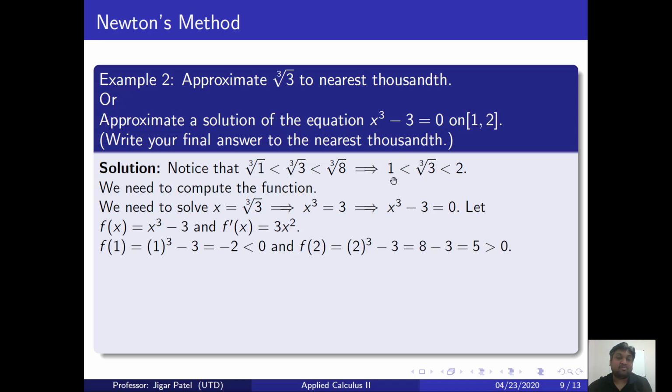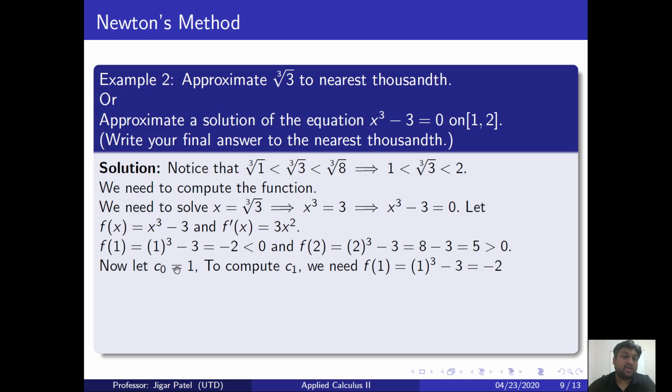Check the sign of your function at 1 and at 2. You will realize that the function changes sign. Look, f at 1 is 1 cube minus 3, which is negative 2. It's negative there. f at 2 is going to be 8 minus 3, which is 5, and that is positive. So we have a function that changes sign from 1 to 2, and the function is continuous, so the function must cut the x-axis between 1 and 2. We would like to approximate where it cuts the x-axis.